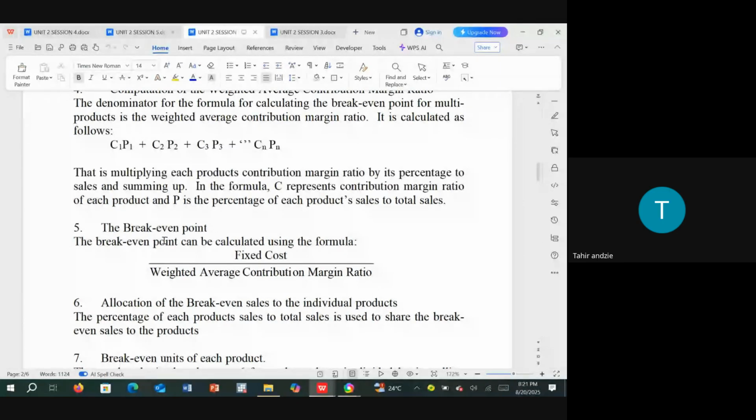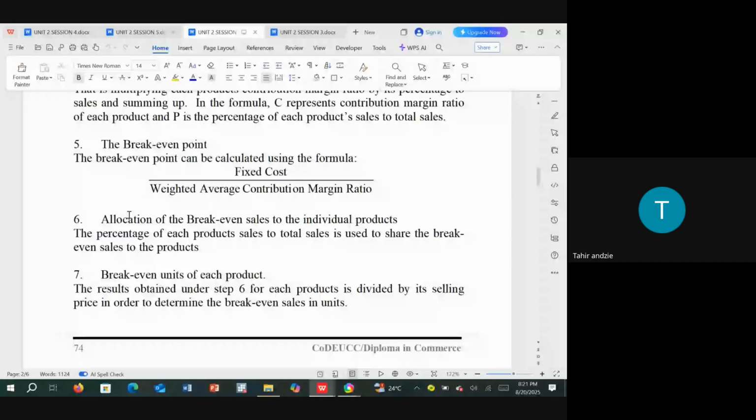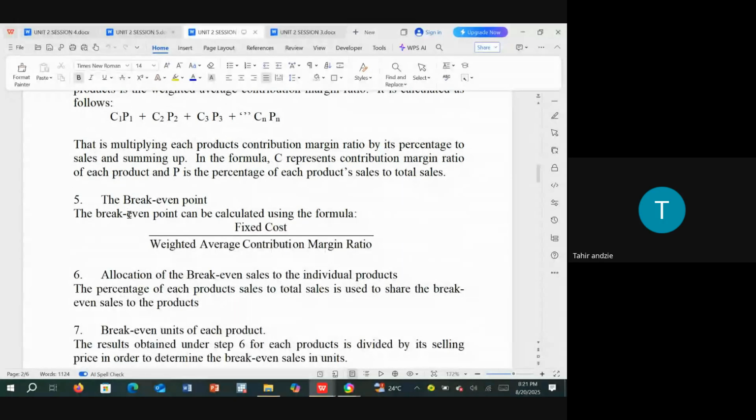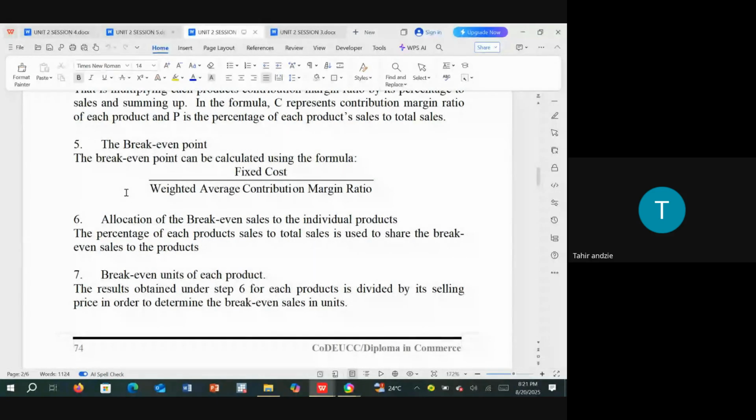So therefore, in multi-product approach, the break-even point in value becomes fixed cost over weighted average contribution margin ratio. So if you have reached the fifth stage, from step 1 to 4, you can simply do that on a table to get the weighted average contribution margin ratio. Then you now come to step 5, where you determine the break-even sales in value, which is fixed cost over weighted average contribution margin ratio.